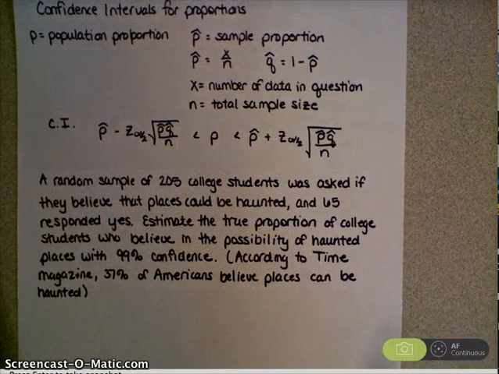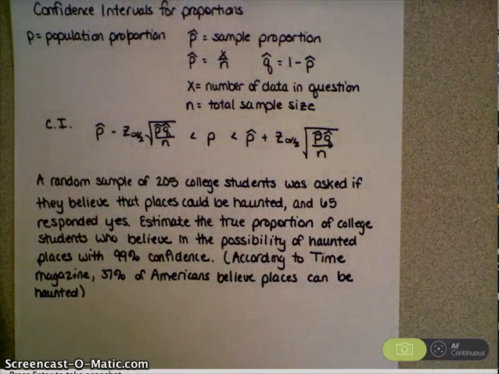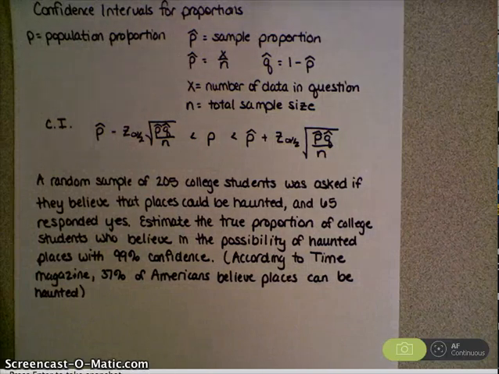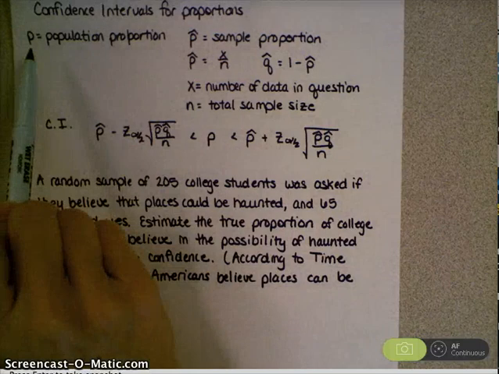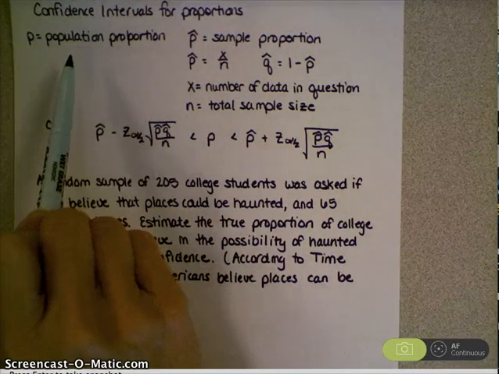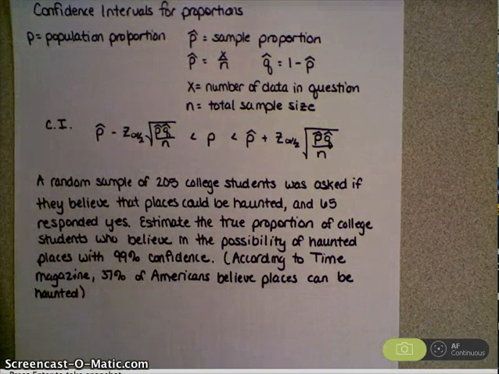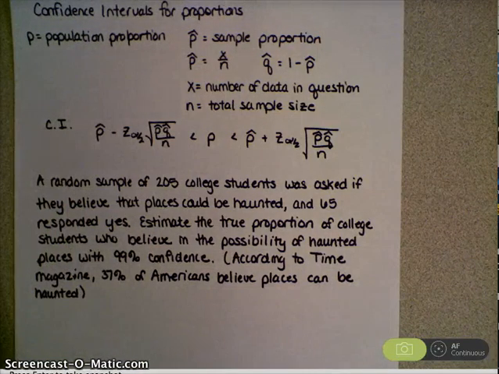We're going to look at how to find confidence intervals for proportions. A proportion is like a percentage, and we're going to look at what the variable p stands for here, and that's the population proportion. So if I wanted to know the percentage for the entire population under study, I'd use the variable p.